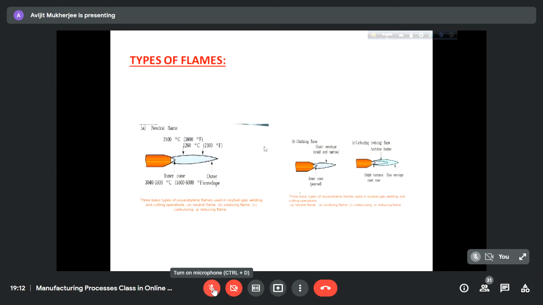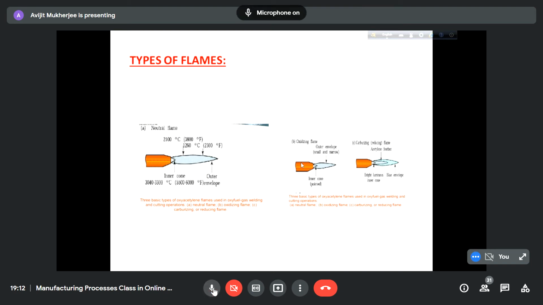These are the flames. Again, these are not very good pictures, but in any book you will find there are various zones: inner cone and 3 heat zones. Inner cone here in between some 1260 degree. Here this is 2300 degree Fahrenheit and so on. Oxidizing flame, carbonizing flame, there are 3 distinct zones, and neutral flame.